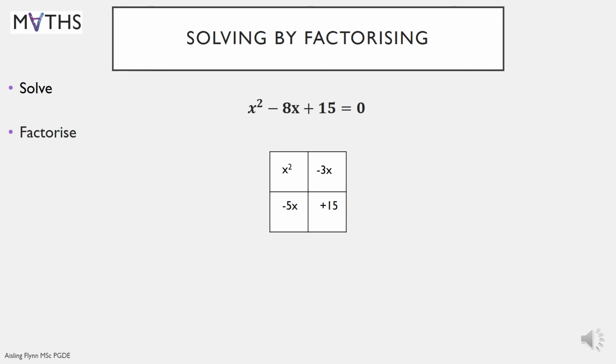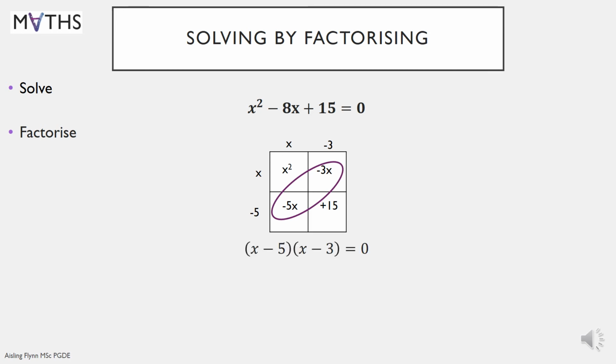So put in our 3x and our 5x, but we need minus 8, so each of those takes a minus. And now take out your common factors. So our diagonal is right. Common factors x and x, minus 5 and minus 3. Remultiply now, check all your numbers. So yes, minus 5 by minus 3 gives plus 15.